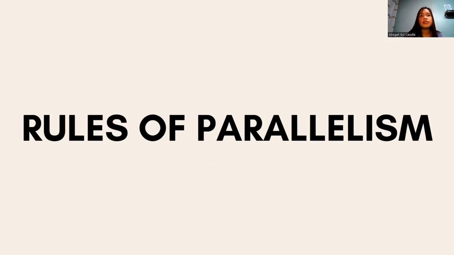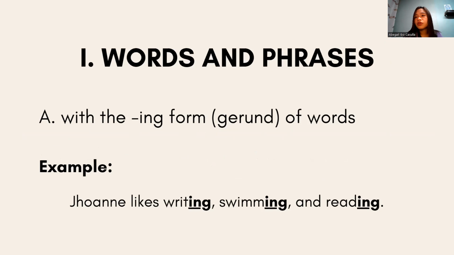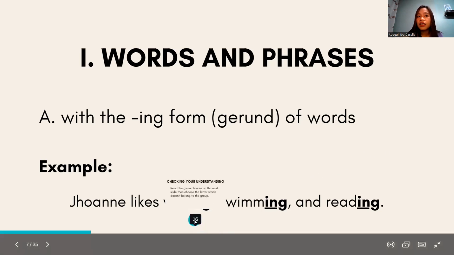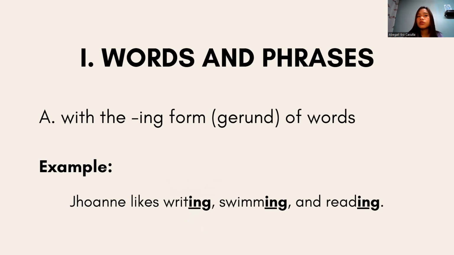There are rules of parallelism. 1. The first rule for words and phrases is the use of the ing form, or the gerund, of words. Let us look at this example. Joanne likes writing, swimming, and reading. There we can see that ing is used after every word that is described as liked by Joanne. So those are gerunds. Do you remember that?